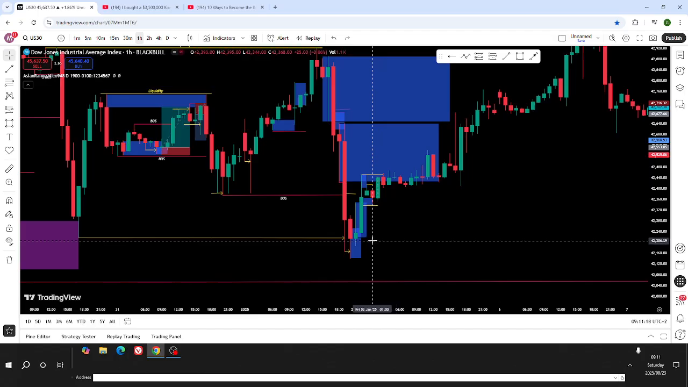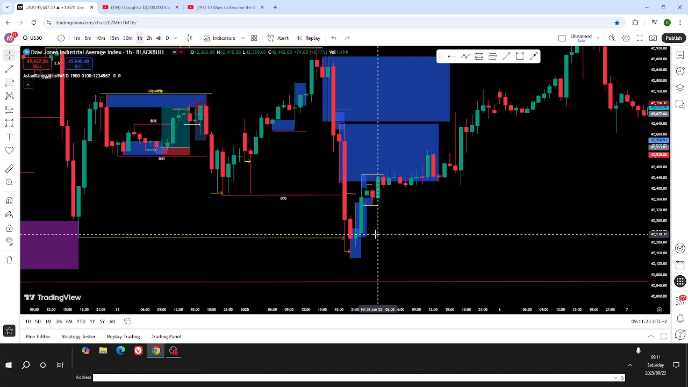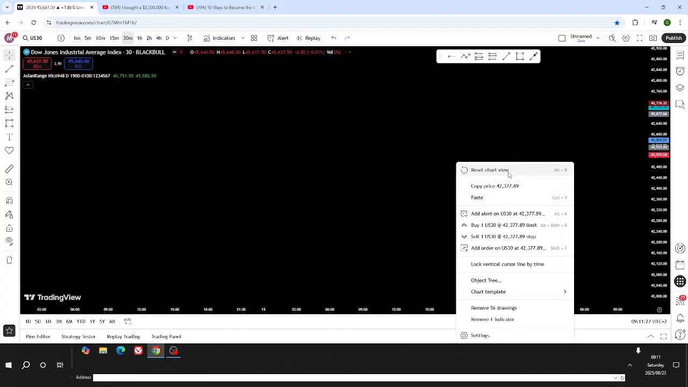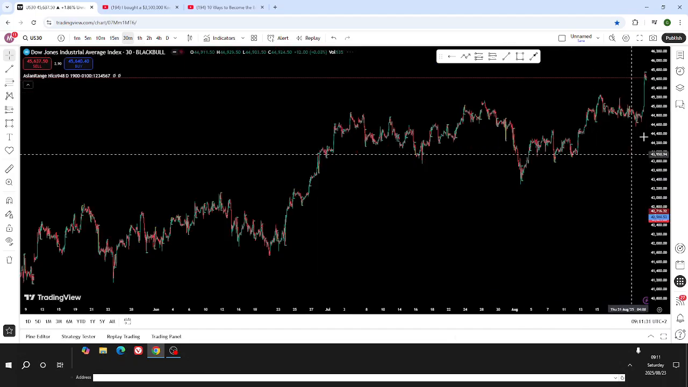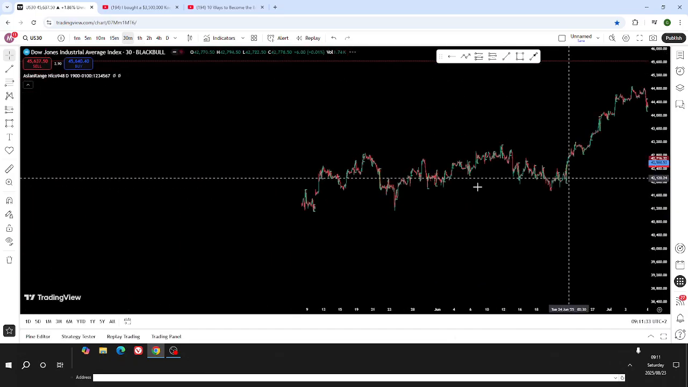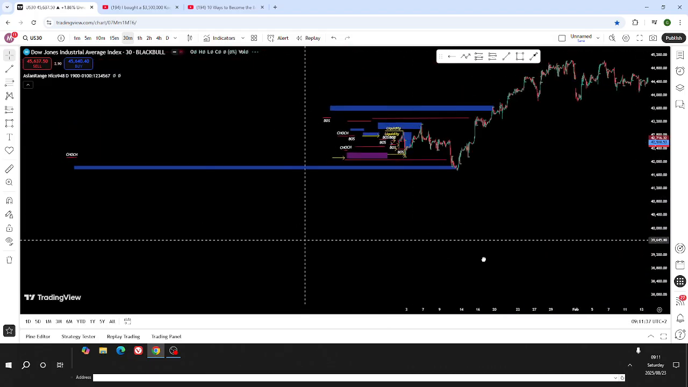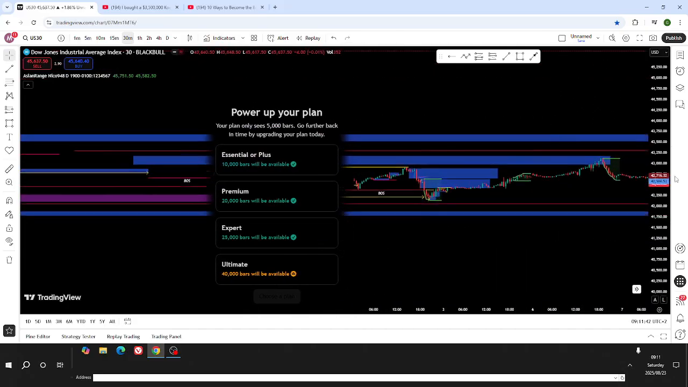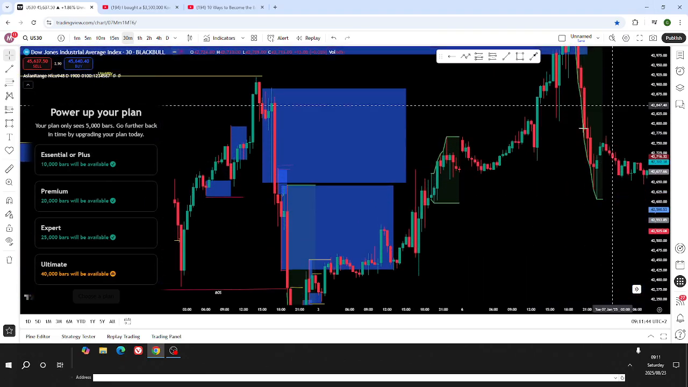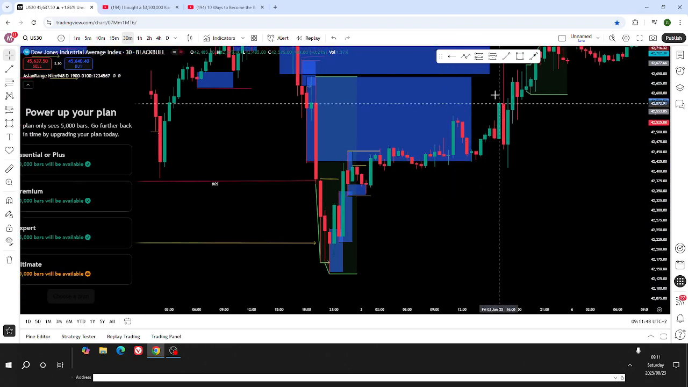As you can see, the 1 hour also gave you another pin bar, and then on the 30 minutes we also had that pin bar. We had that pin bar at 1:30 to 2 o'clock. So already at 2 o'clock, it tells you that we need a buy. This is where we are at 2 o'clock. We buy the market.